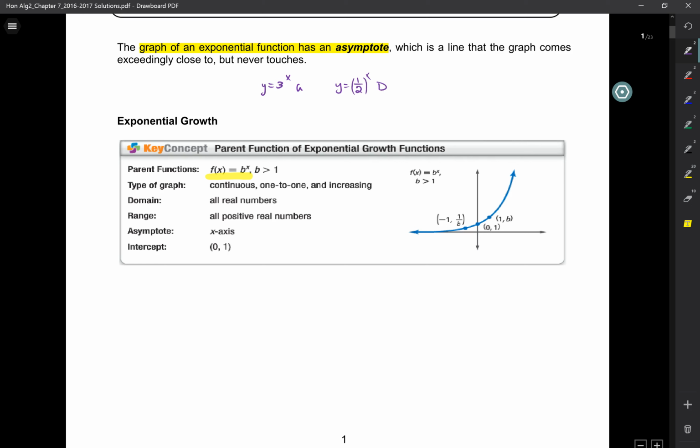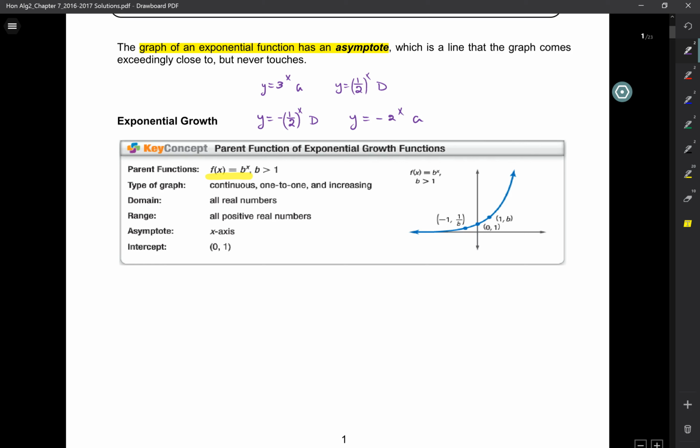So the first one was growth, this is decay. What if you have y equals negative 1 over 2 to the power of x? This is decay. What if you have y equals negative 2 to the x? It's growth because we have to take the absolute value of it.